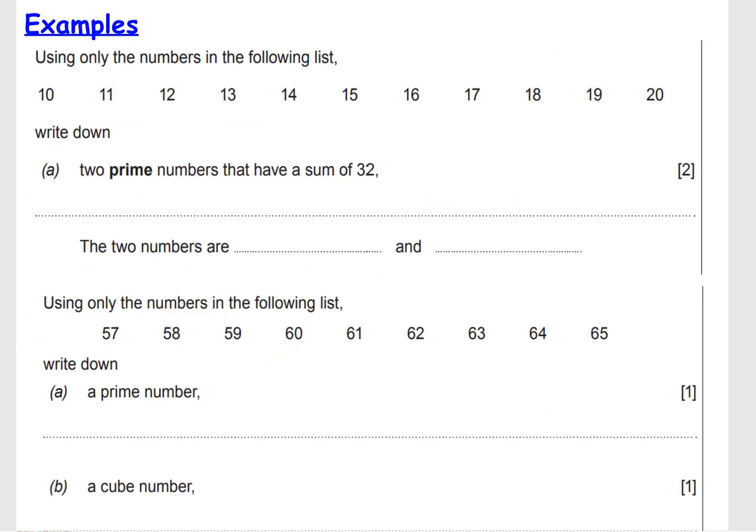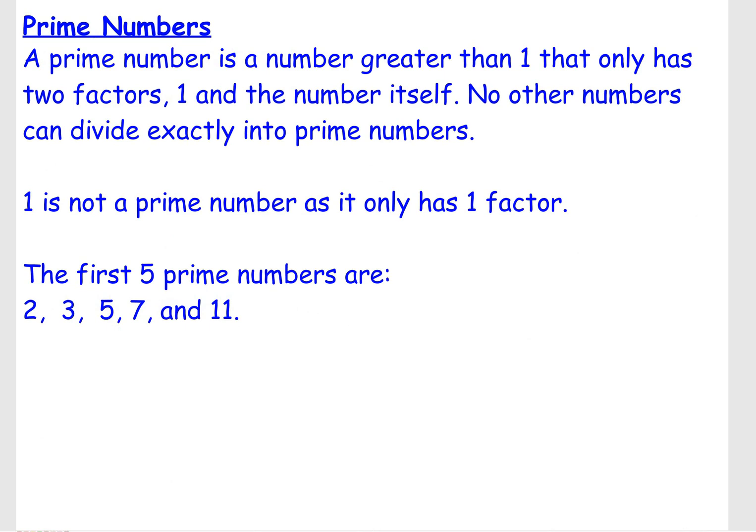Moving on to the last type of number then, prime numbers. A prime number is a number greater than 1 that only has 2 factors, 1 and the number itself. No other numbers can divide exactly into prime numbers. So this is where some people can get confused, where they think 1 is a prime number. But 1 only has 1 factor, therefore 1 is not a prime number.